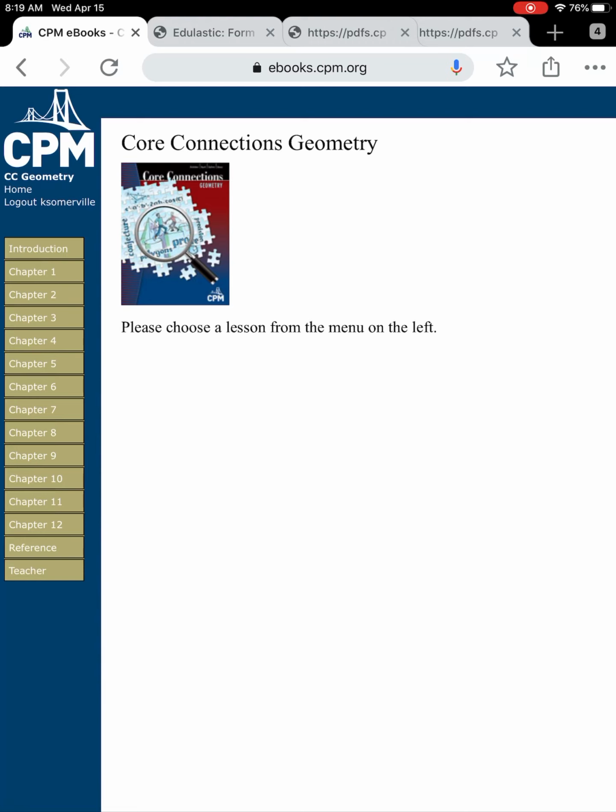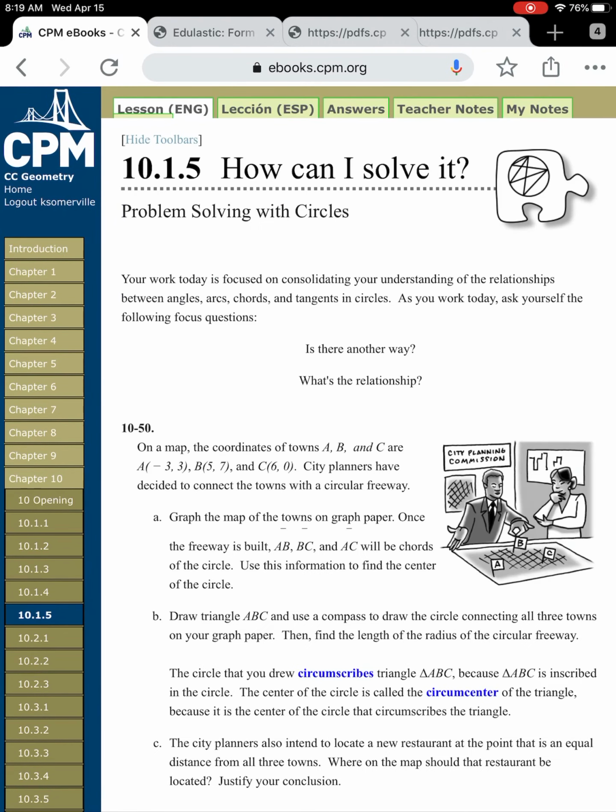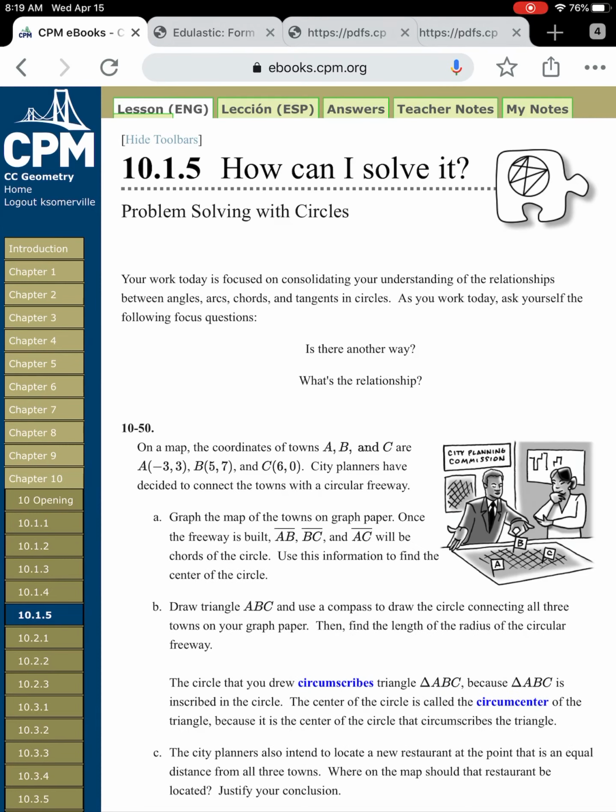But if I pull up that lesson, it starts with an optional problem, which is 1050. And that one was made optional just because it was a pretty involved problem that involved a compass. Since we weren't together in class, that's one that if you're looking for more of a challenge, you can do.